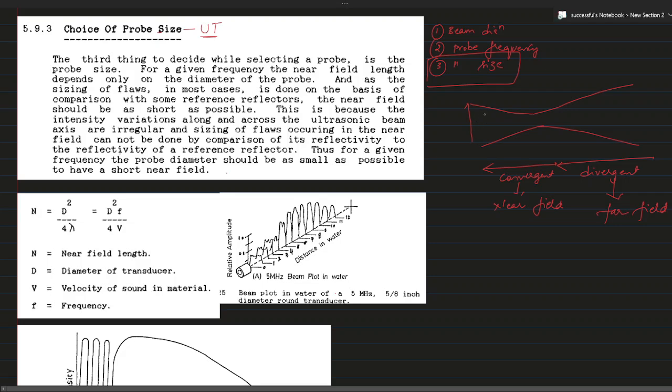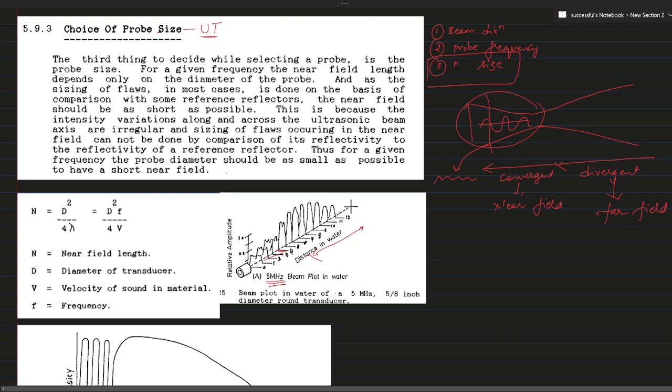The peculiarity is that, you see, this is a 5 MHz probe. It is releasing the ultrasonic waves. Up to this part it is the near field zone, and from here it is the far field zone. The intensity along the direction of the wave is varying in the near field zone. This is lesser, this is more, this is again less, and axially the intensity is also varying, and at the same point it is varying. So for us to find a defect in this zone is very difficult because the intensity is irregularly varying.